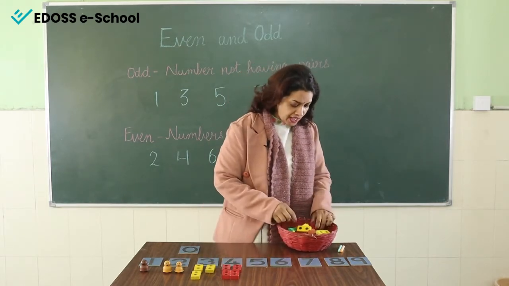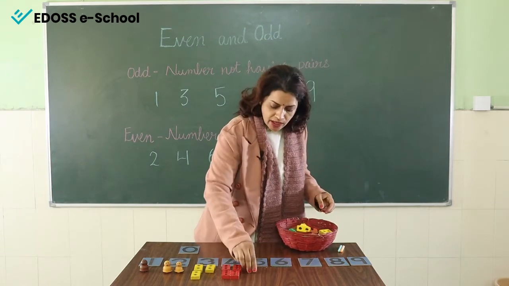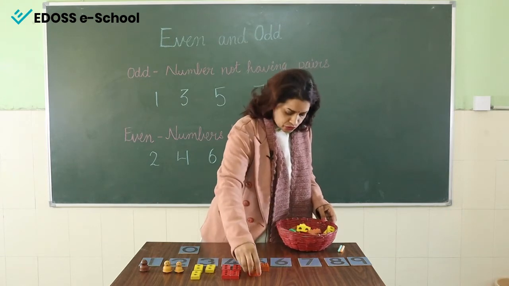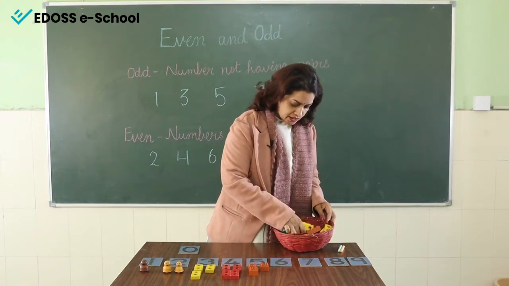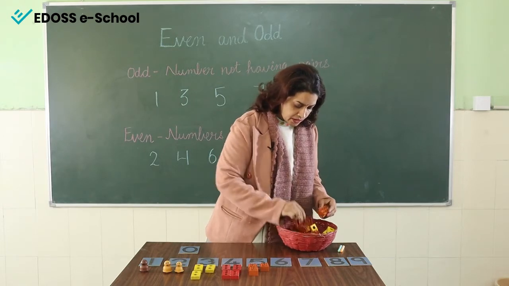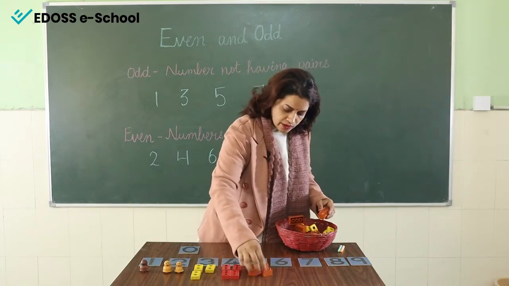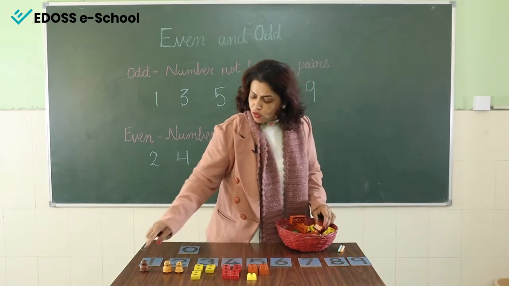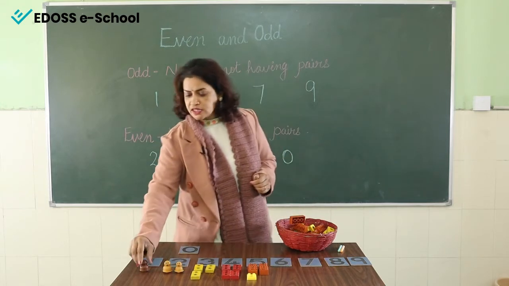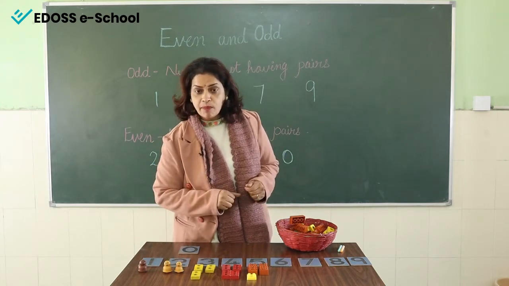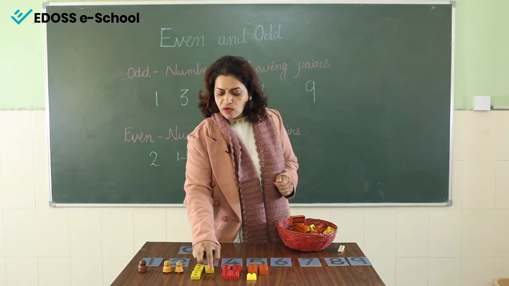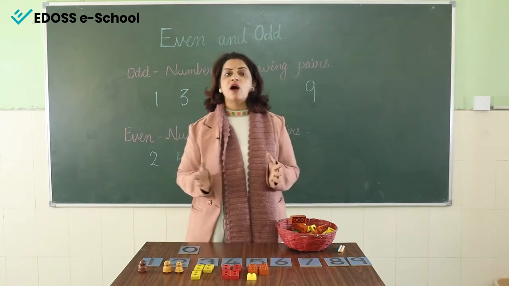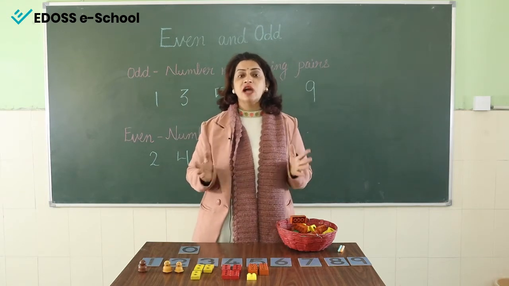This is number 5. Now let me see what objects I have in 5 count. 1, 2, 3, 4 and 1 here, 5. So 1 is all alone, 2 has a partner, 3 again has one complete set, that means pair, and 1 is left without any pair, or you can say without a friend.